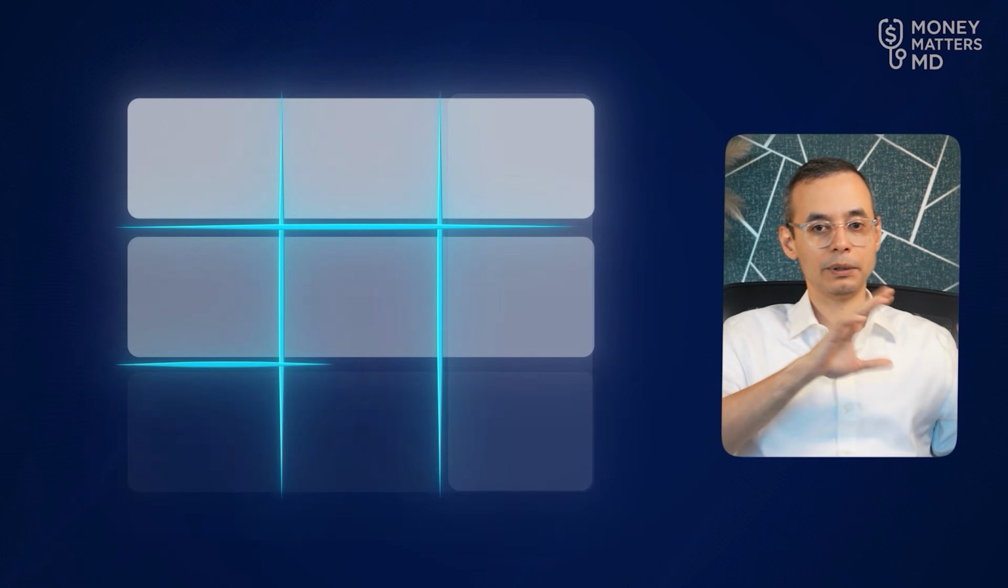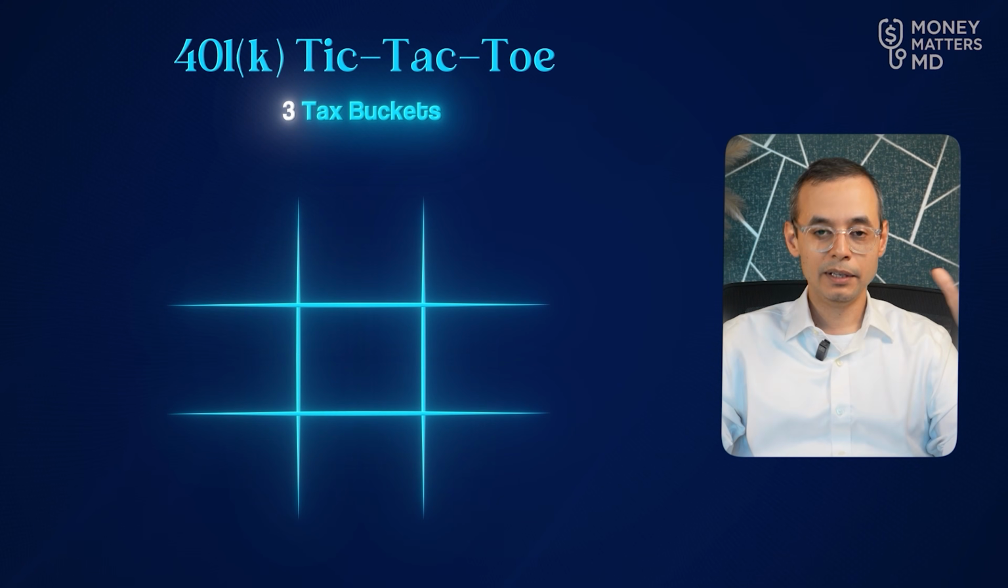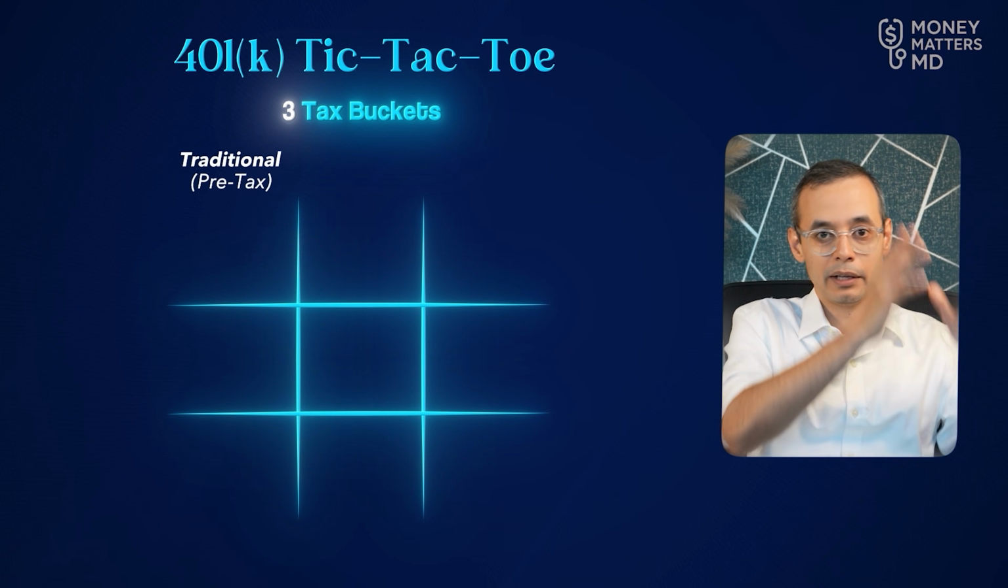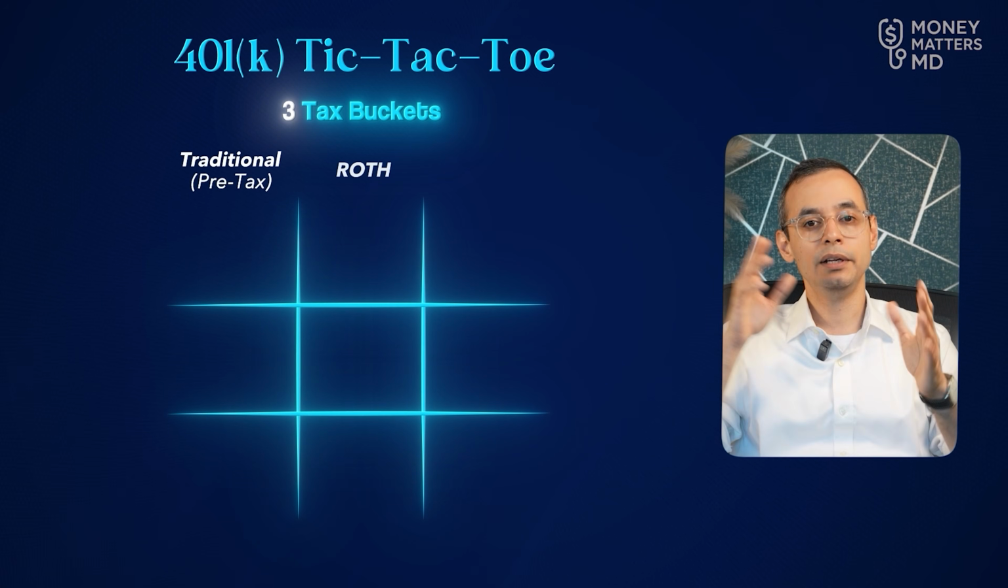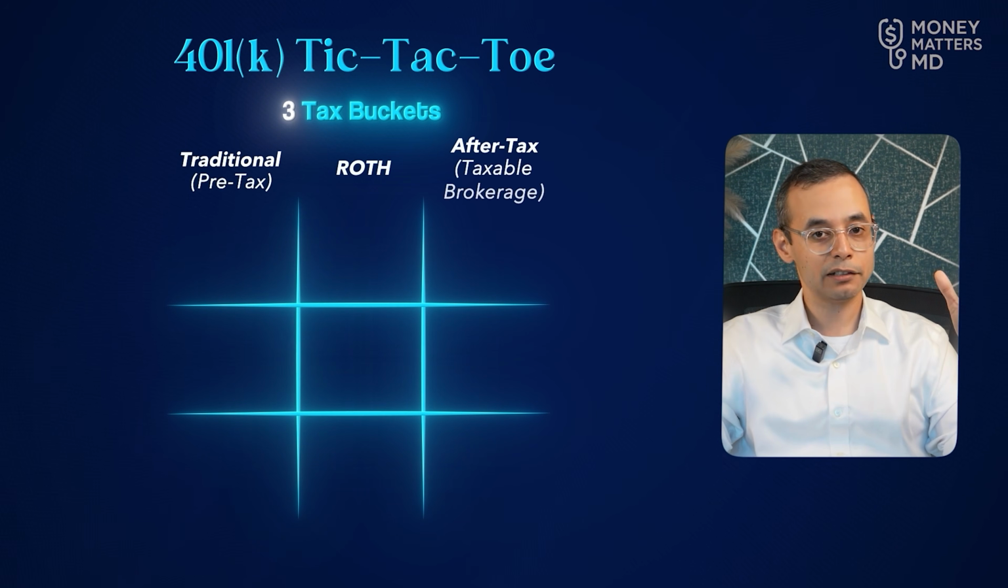So imagine the 401k plan like a tic-tac-toe game. You've got 3 different columns and 3 different rows. The 3 columns represent the 3 different tax buckets: the first column is the pre-tax bucket, the second column is the Roth 401k bucket, and the last column is the after-tax bucket.